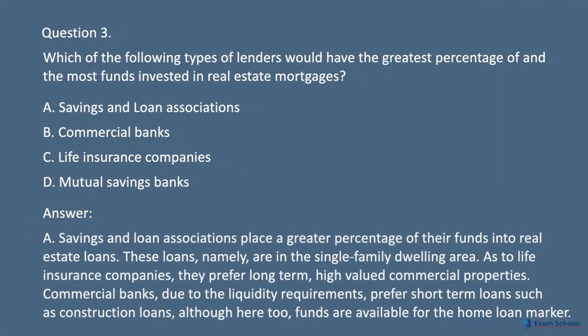Savings and loan associations place a greater percentage of their funds into real estate loans. These loans, namely, are in the single-family dwelling area. As to life insurance companies, they prefer long-term, high-valued commercial properties. Commercial banks, due to the liquidity requirements, prefer short-term loans such as construction loans, although here too, funds are available for the home loan market.